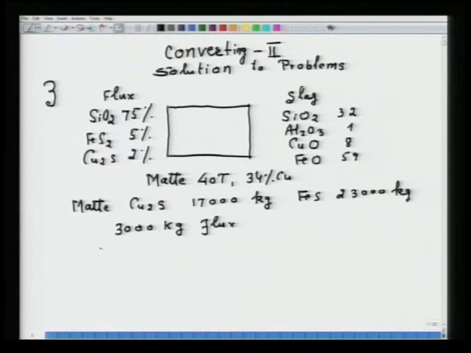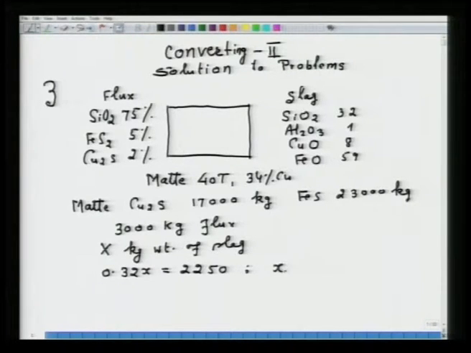Now, let us say x kg is the weight of slag. Then 0.32 x is equal to 2250, that is SiO2 in flux, which will go to SiO2 in slag. So, from here we get x equal to 7031 kg, the amount of slag.